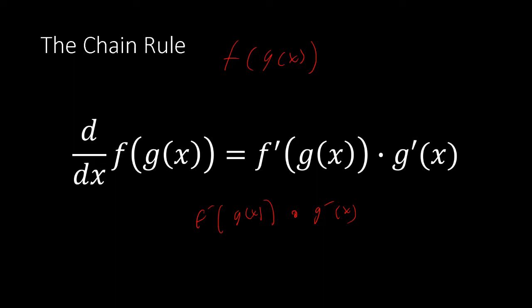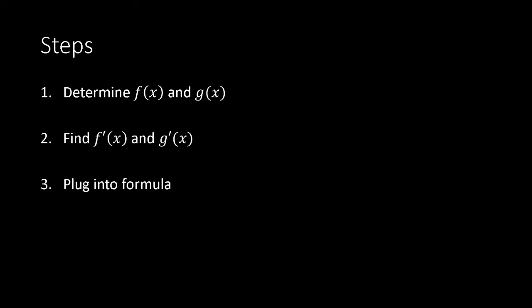So this will probably be a lot clearer when we go over some examples, but first let's look at the steps that we're going to use. The first thing we're going to do is determine f of x and g of x that we know the derivative of, so that we can really easily figure that out. Then we're going to find f prime of x and g prime of x, and then we're going to just plug it into our formula.